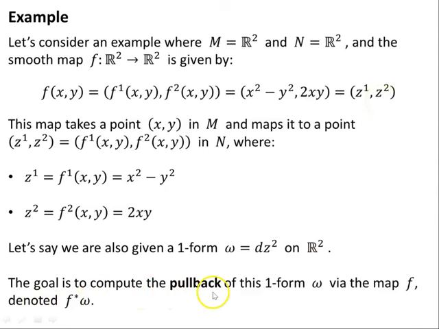The goal is to compute the pullback of this one form, omega, via the map F, denoted by F star omega, F upper asterisk omega. So we want the pullback of this, which is on N, back to M.